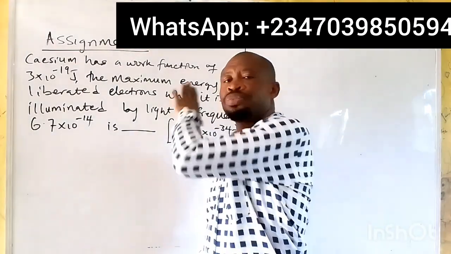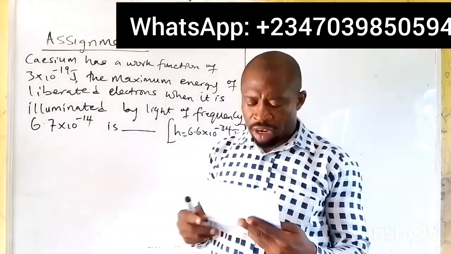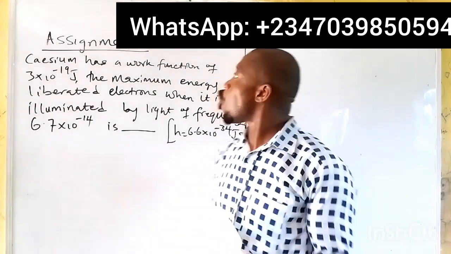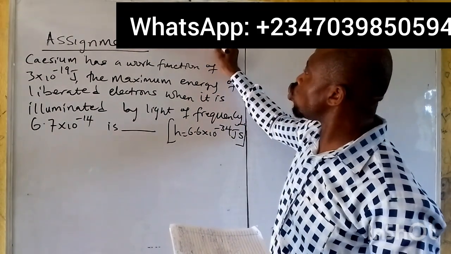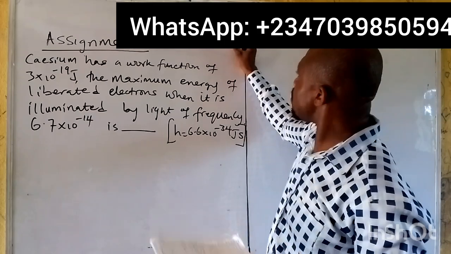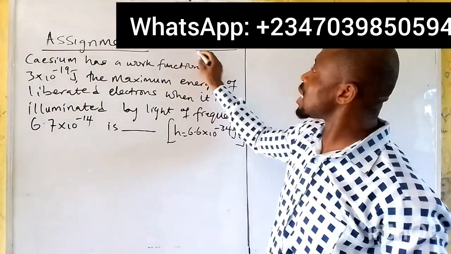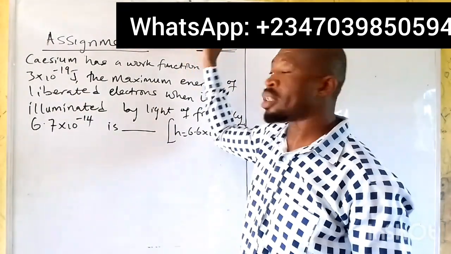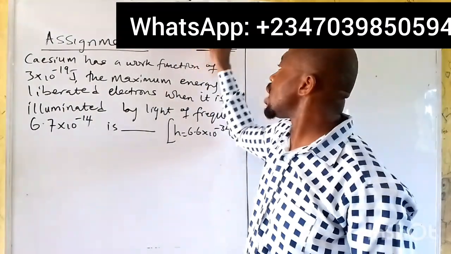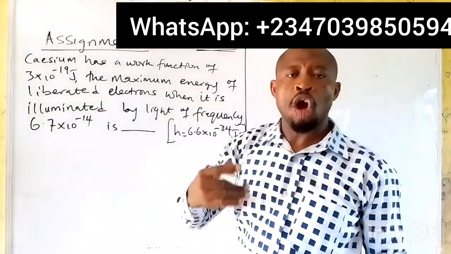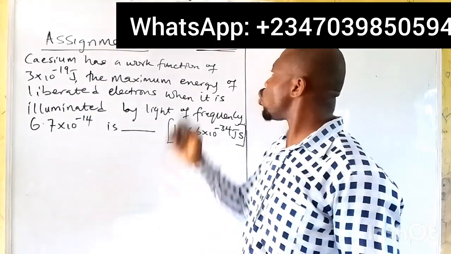But for now, please solve this, and if you are done solving this, you are expected to get 1.422 times 10 raised to power minus 19 joules. So this is the expected answer. This is the answer you should get. If you get any contrary answer, please chat me up and ask me why you are not getting this answer.